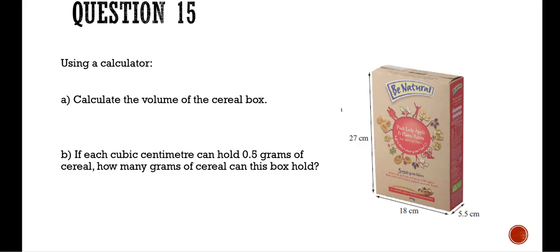Okay, our last question for this session, question 15. So it says using a calculator, so we can use a calculator for this. Calculate the volume of the cereal box. Okay, and then for B, once you've got the volume, work out B. So have a go first.